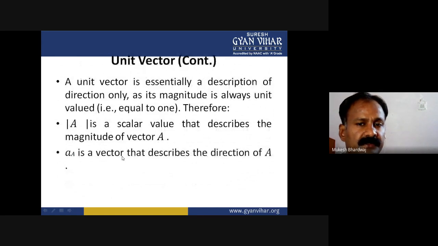A unit vector is essential for description of direction only, as its magnitude is always unit value, that is equal to 1. Therefore, the magnitude is a scalar value that describes the magnitude of vector A. A unit vector is a vector that describes the direction of A.